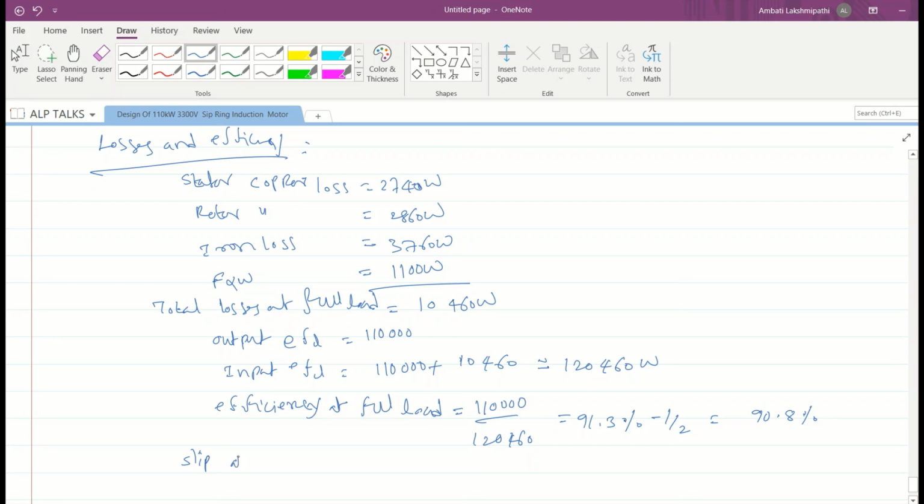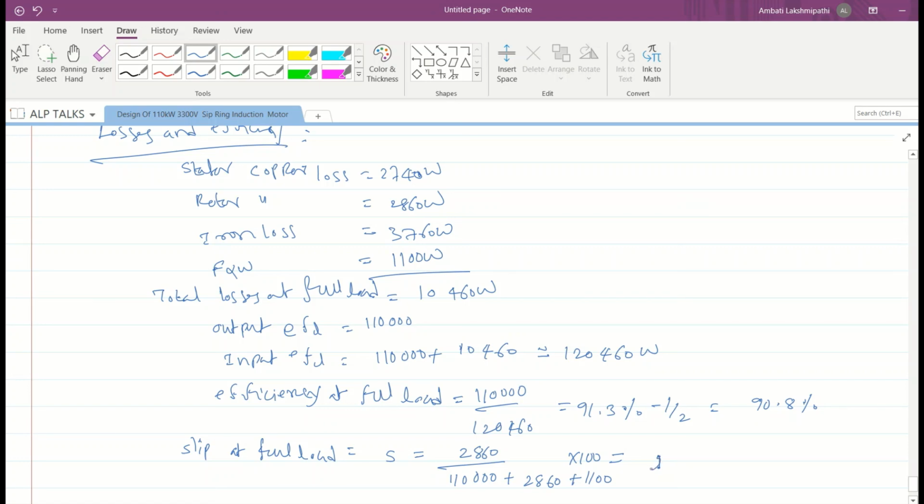Let's calculate the slip value also. The slip at full load is the percentage difference in speeds. So rotor copper losses 2860 divided by total rotor losses, 1100 watts. With this the slip value comes to be 2.5%. So this is about this, guys.